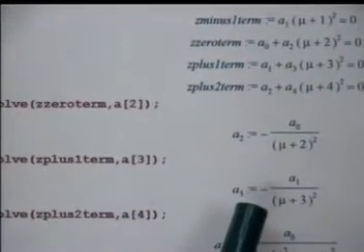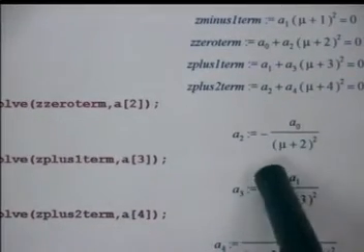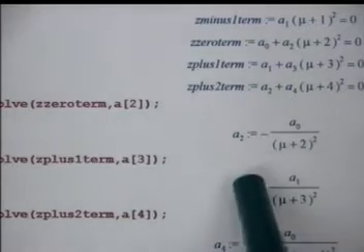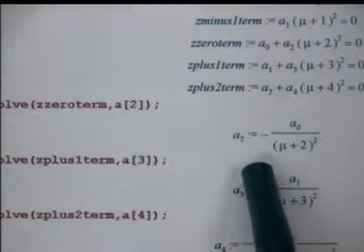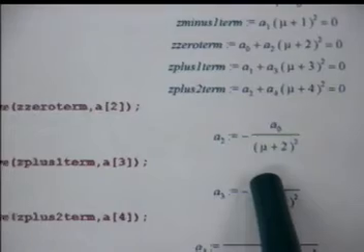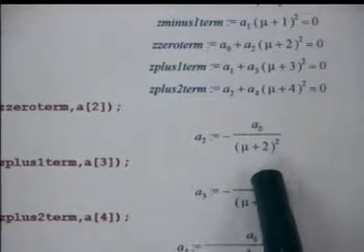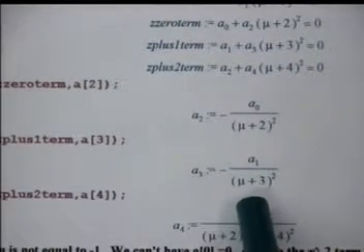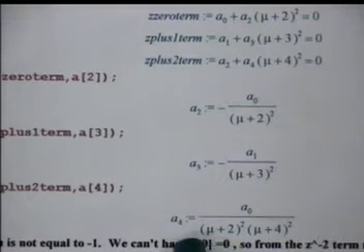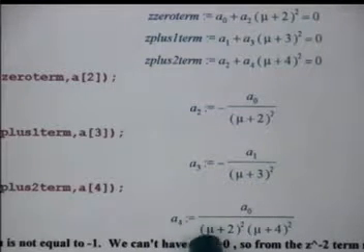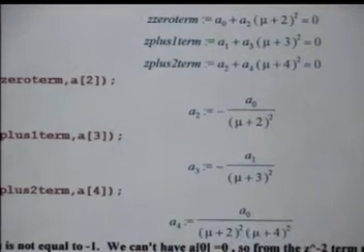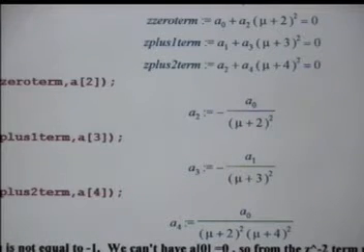Then I solved for each of these equations. The first one I solved for a2 as a function of a0. a3 is a function of a1, and the last one, a4, is a function of a0. Okay, a couple of interesting things happen here.